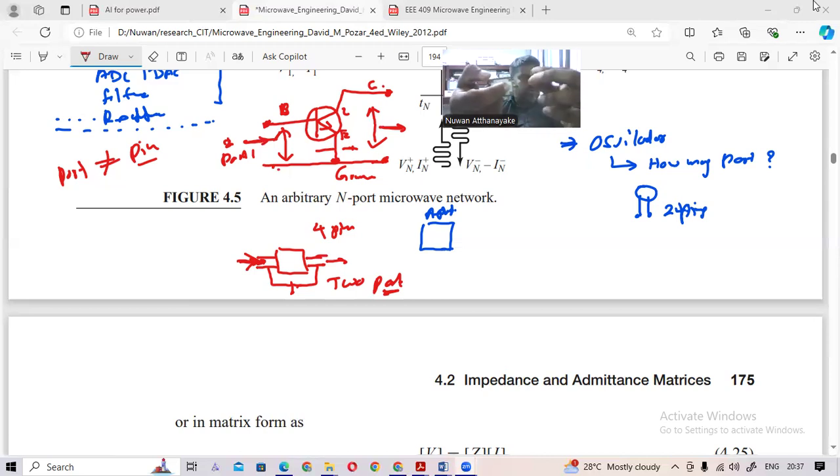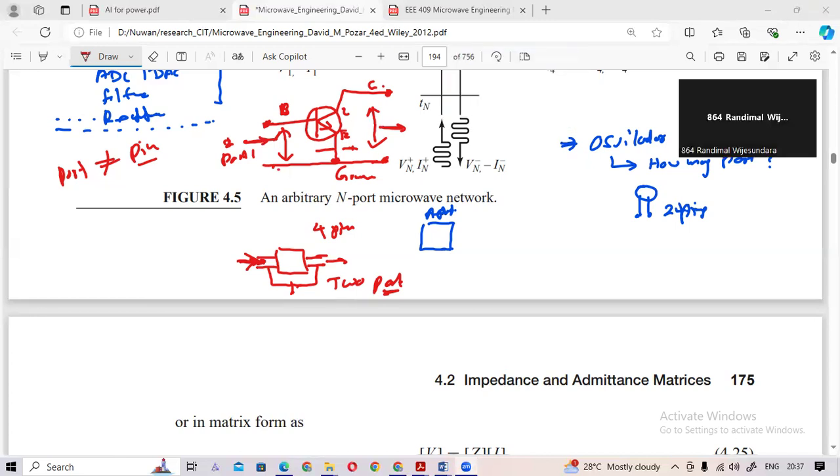To give a signal, we should have a ground terminal. Otherwise, the signal will not be propagated. So this is the output port. If you consider the output port, it also has a ground one, that outer part, and the inner conductor. So this is a port.